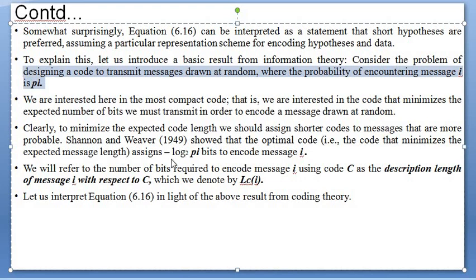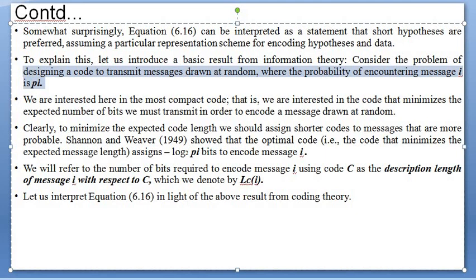Okay. So here, in the equation, log to the base 2 of p_i relates to the probability of the message being encoded. We will refer to the number of bits required to encode a message i, using the code C as a description of message i with respect to C, which is denoted by L_C(i). Here L is the length, C is the code, and i is the message being encoded.